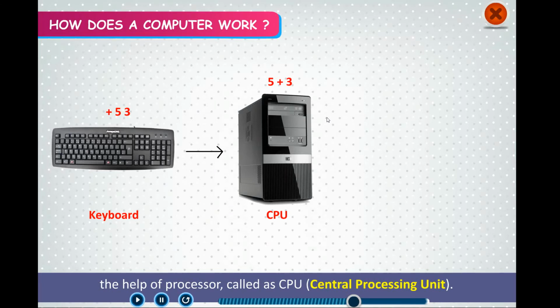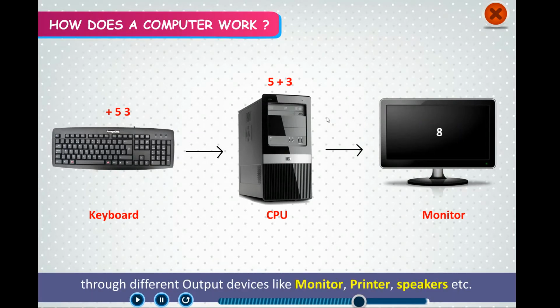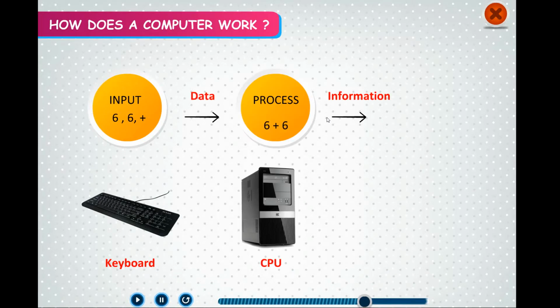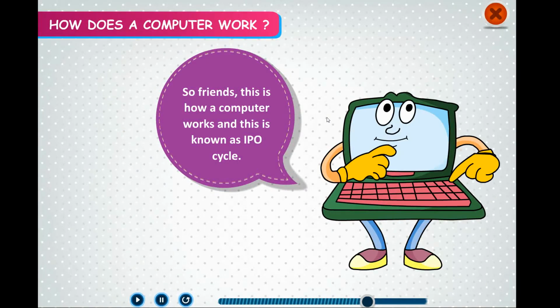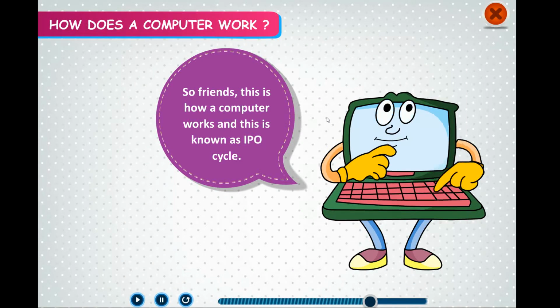After processing, the computer shows the final result as an output through different output devices like monitor, printer, speakers, etc. Input, data, process, information, output. So friends, this is how a computer works, and this is known as IPO cycle.